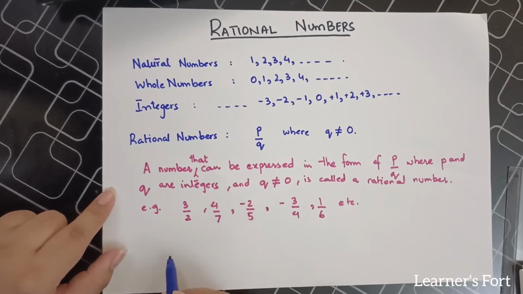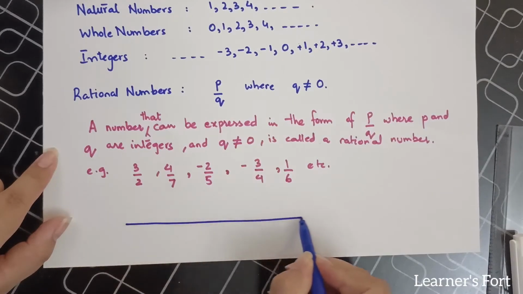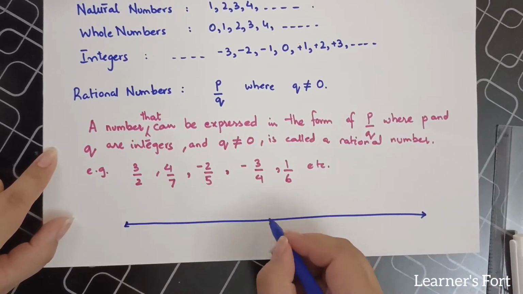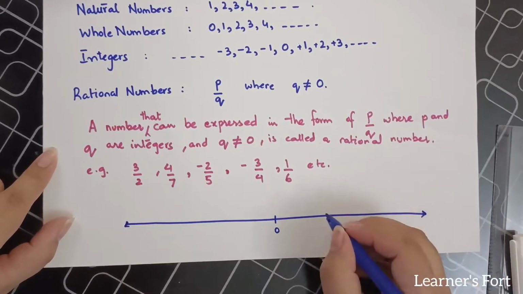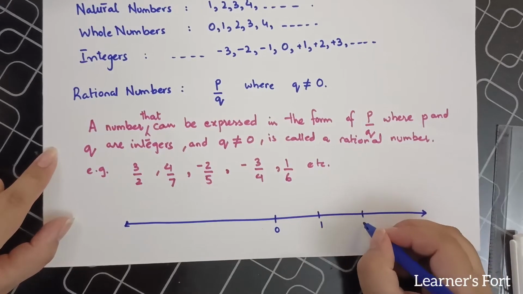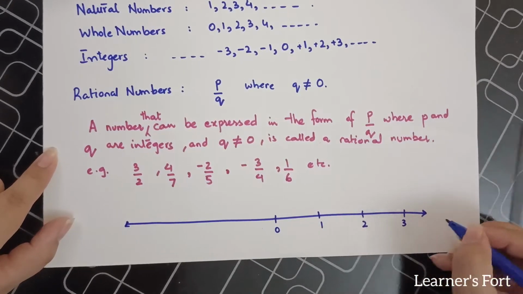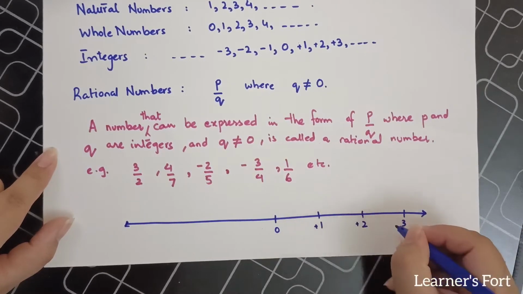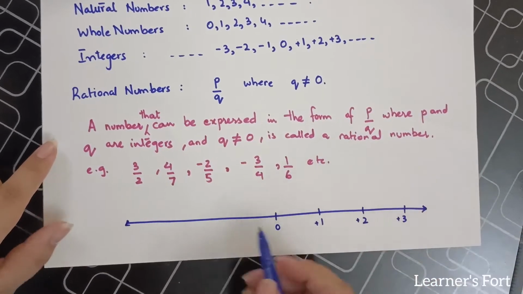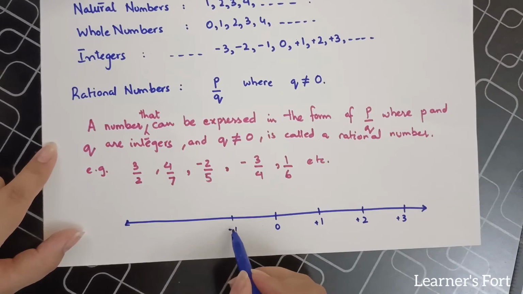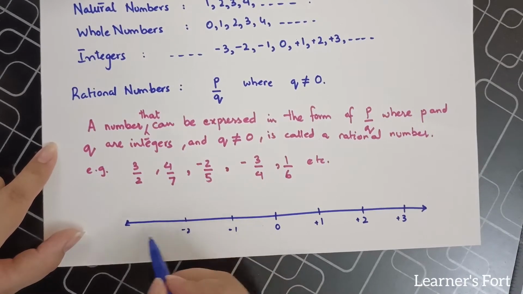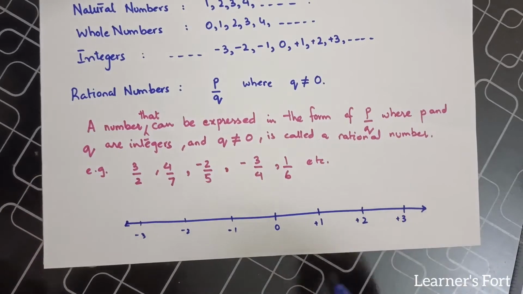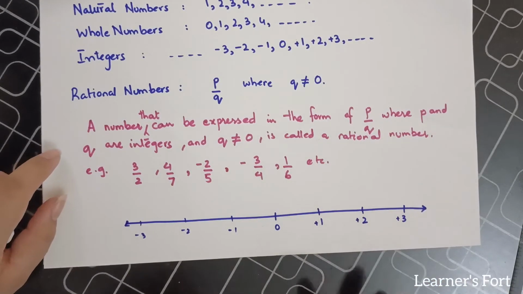Now let's have a look at how we're going to represent these rational numbers on a number line. I have drawn this number line, and in the center we have 0, here we have 1, 2, 3. On this side we have positive numbers, and here we have negative 1, negative 2, negative 3. Now where do these rational numbers lie?